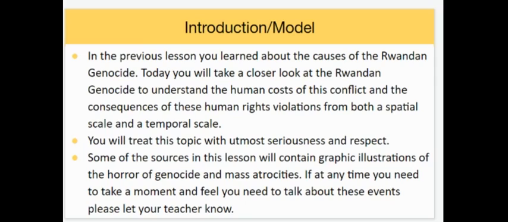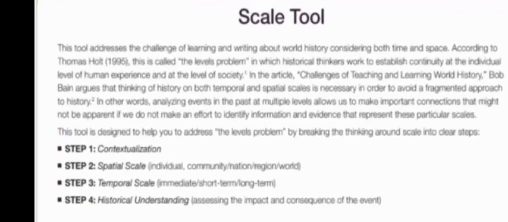Remember, this is a very tough topic. You're going to treat it with the utmost seriousness and respect. And if you're uncomfortable, you have to talk to your teacher about it and send the message, because you're talking about genocide and mass atrocities. It's tough. That's why we need to deconstruct it.